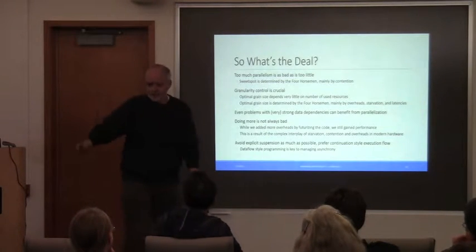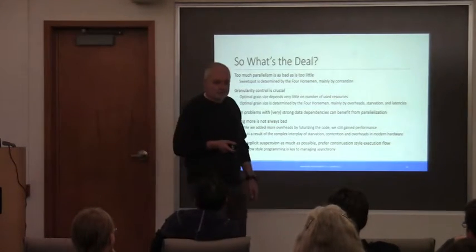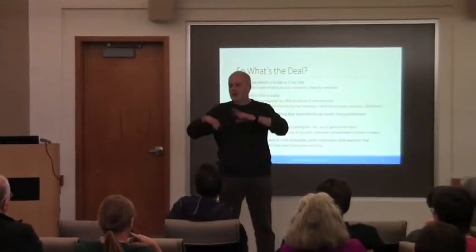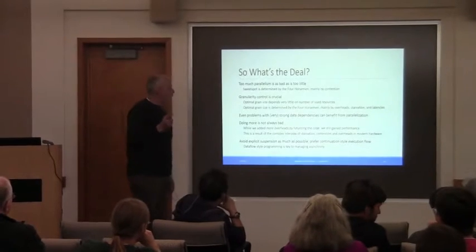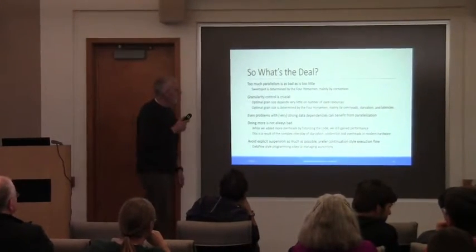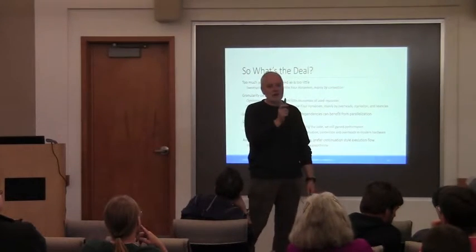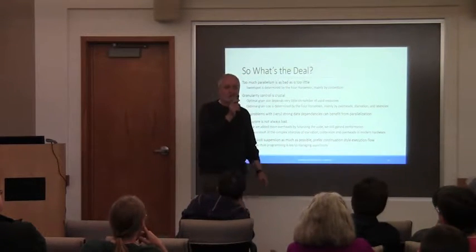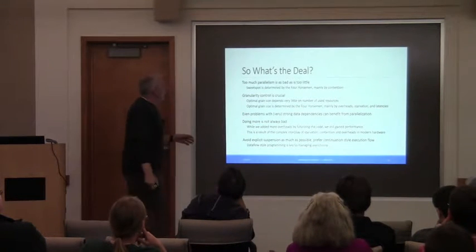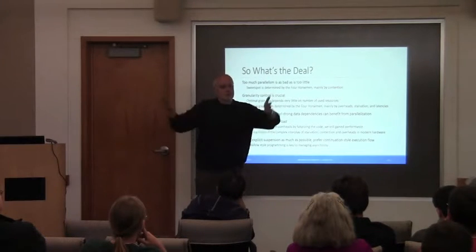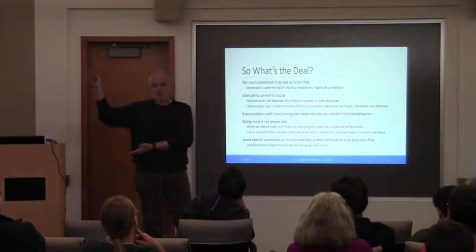Okay, so what's the deal? That's my last slide. Then Vinay is on. Too much parallelism is as bad as too little. If you have too much parallelism, overheads just take over, and you're doomed. There's always a sweet spot which you can find by controlling the granularity of your algorithms. Each algorithm has its own way to control grain size, the amount of work to be done in one unit of execution. And it's determined by the four horsemen. One end is overheads, the other end is contention, waiting, starvation.